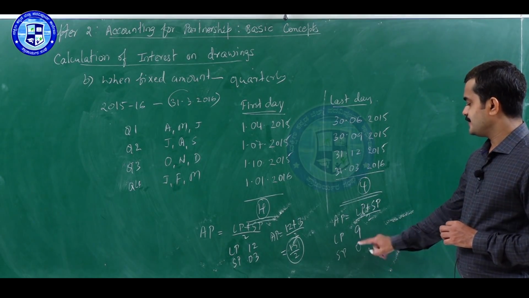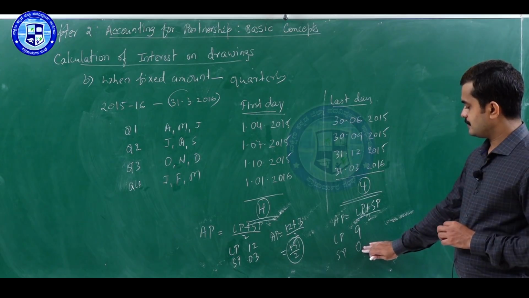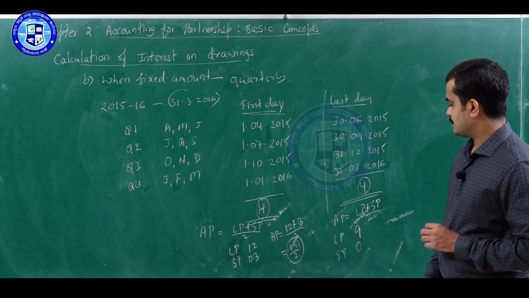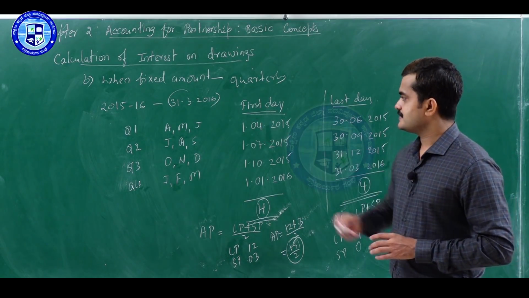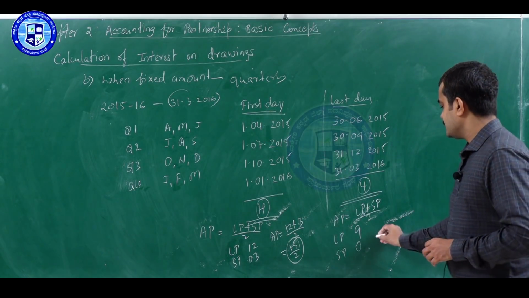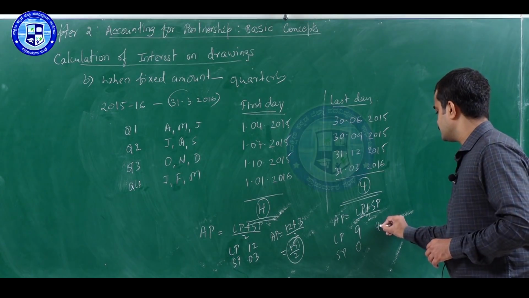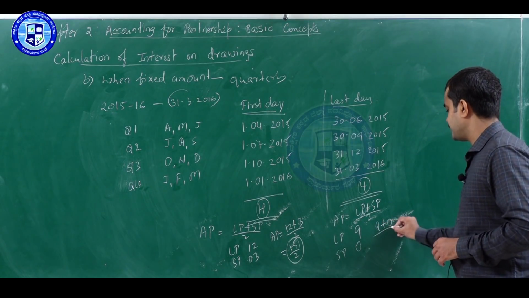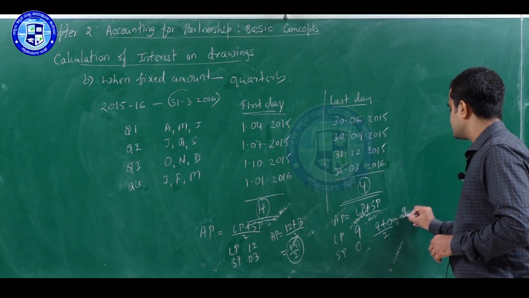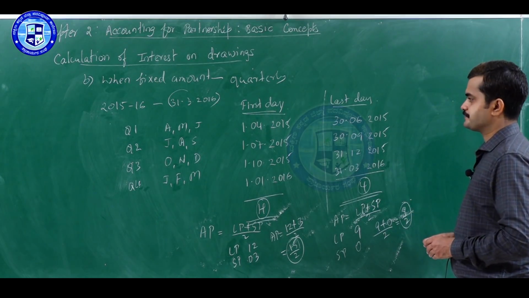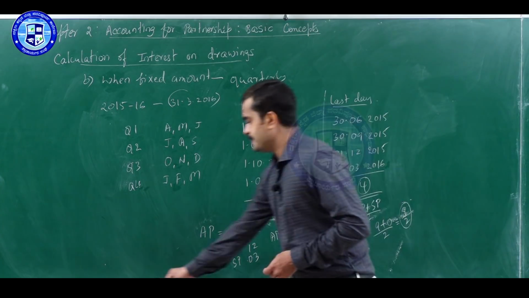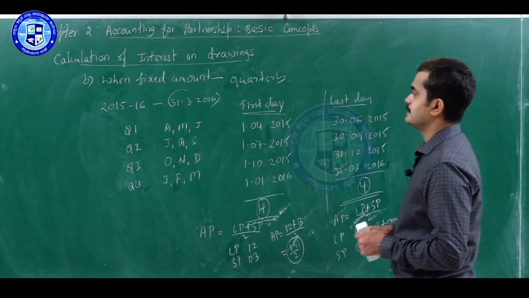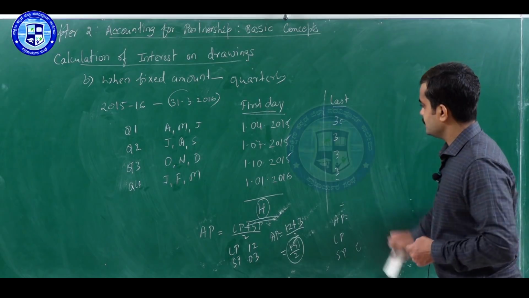So, there is 0 month or 0 period, because both the dates are the same. So, here average period will be longest period plus the shortest period divided by 2, that is 9/2. And using this average period, we can calculate interest on drawings.